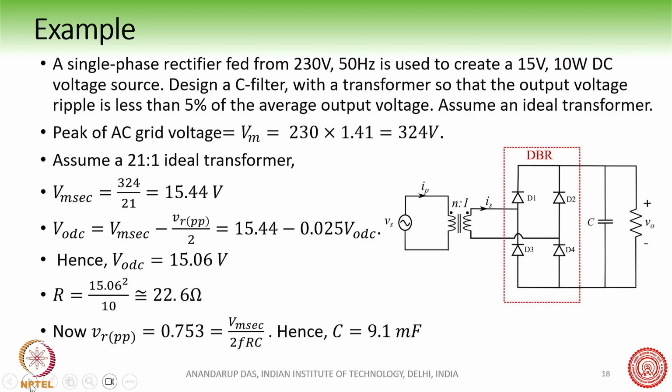Now let us take a simple example for a diode bridge rectifier with a C filter, with a transformer. Suppose this is a very practical application. Very often we want to create a 15-volt supply. We are trying to make it from a 230-volt AC source, and we want a 15-volt DC supply. The power level is also small, 10 watt, which is taken by the load.